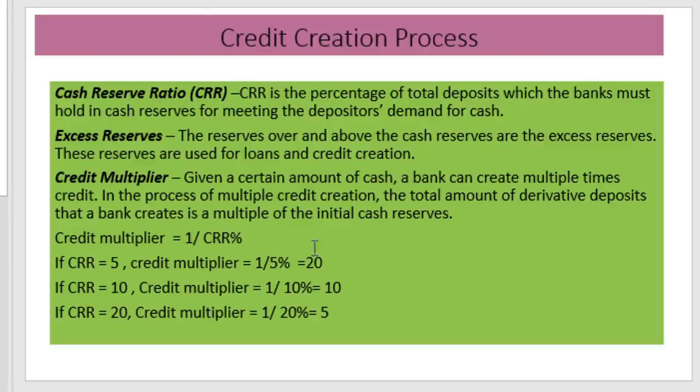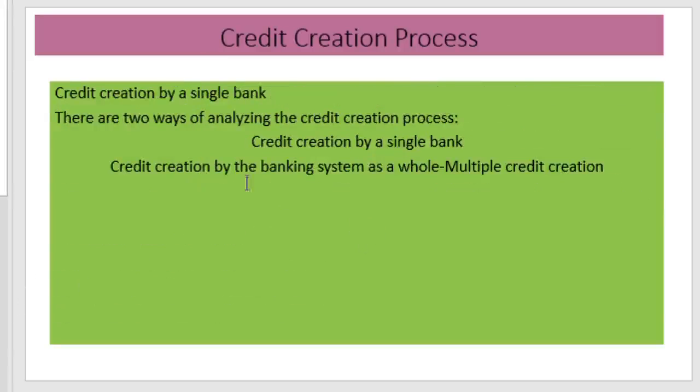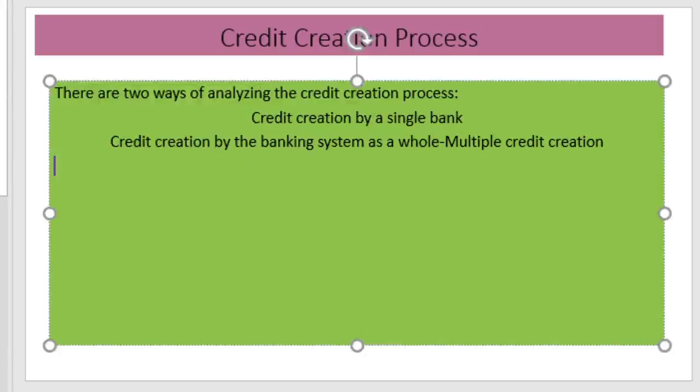So these are some of the important terms that we use in the credit creation process of deposit. There are two types of deposit: primary deposit and derivative deposit. Then another term associated with this is cash reserve ratio, then excess reserve, then credit multiplier. These are the terms associated with the credit creation process. And the credit creation process can be analyzed in two ways: credit creation by a single bank and credit creation by a multiple banking system. Now let us see what the process is.